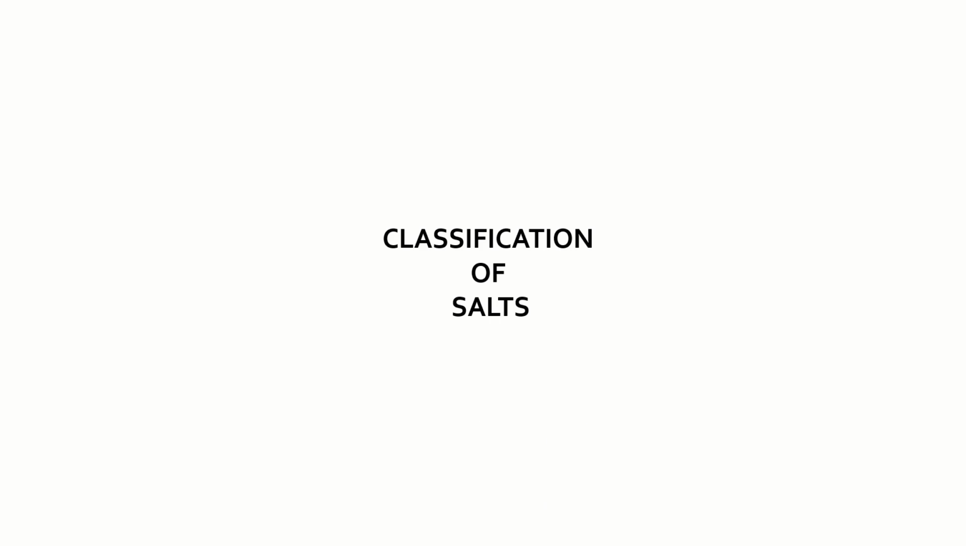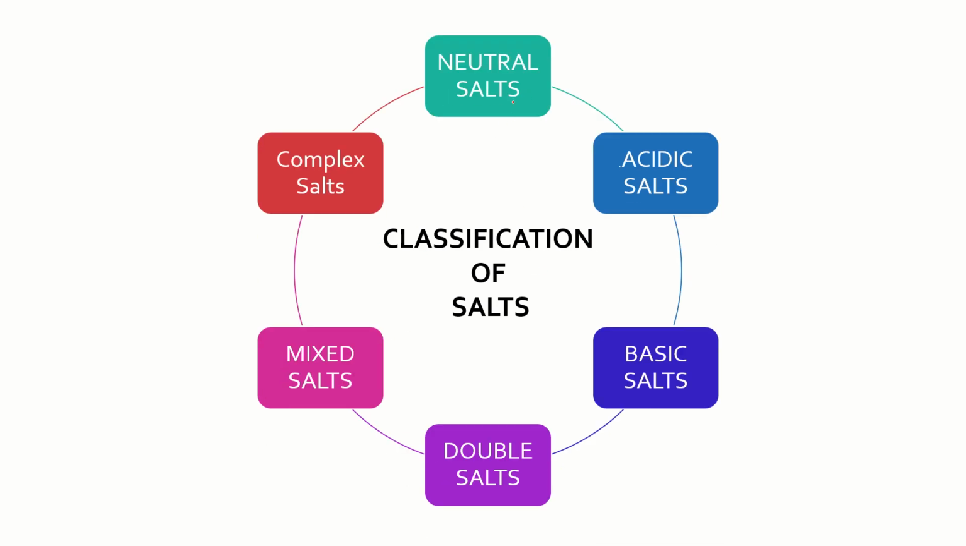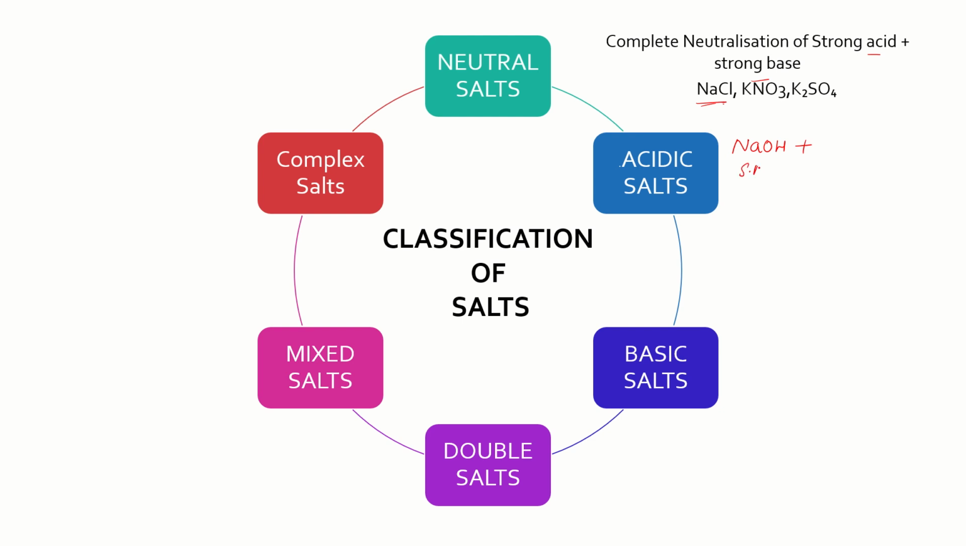So we will see the classification of salts. We have neutral salts, acidic salts, basic salts, double salts, mixed salts and complex salts. First, neutral salt is formed by complete neutralization of a strong acid and a strong base. Example, sodium chloride salt. Sodium chloride is formed by the neutralization of a strong base, sodium hydroxide, and a strong acid, HCl. So water is removed and NaCl, sodium chloride salt, is formed.